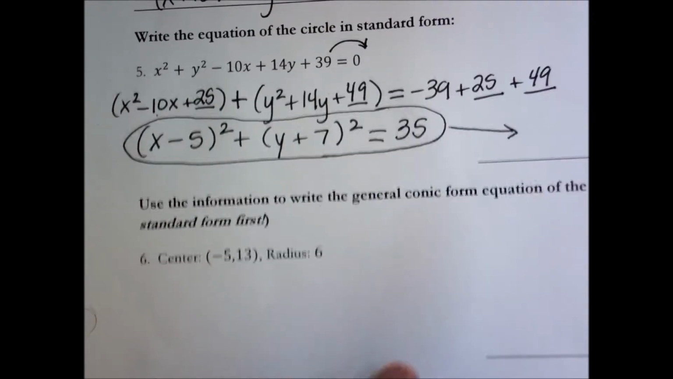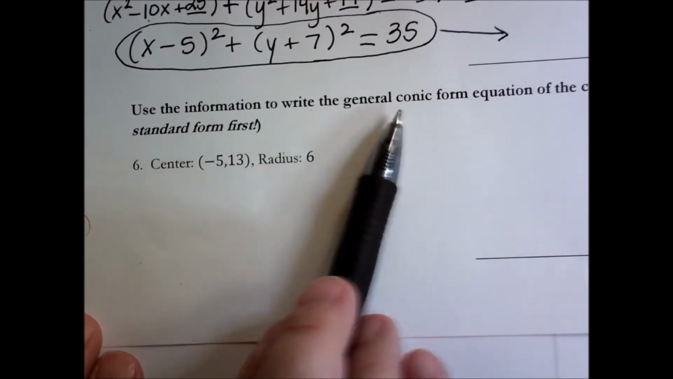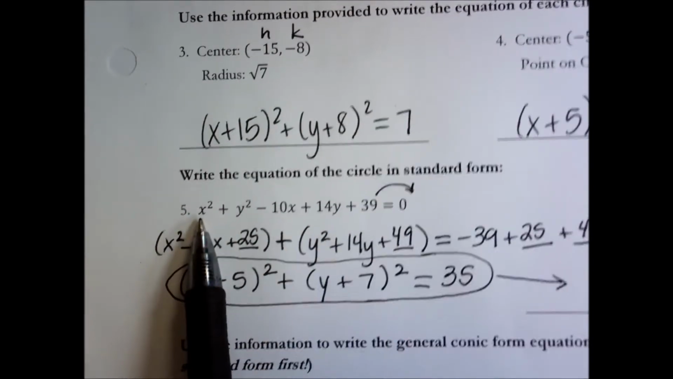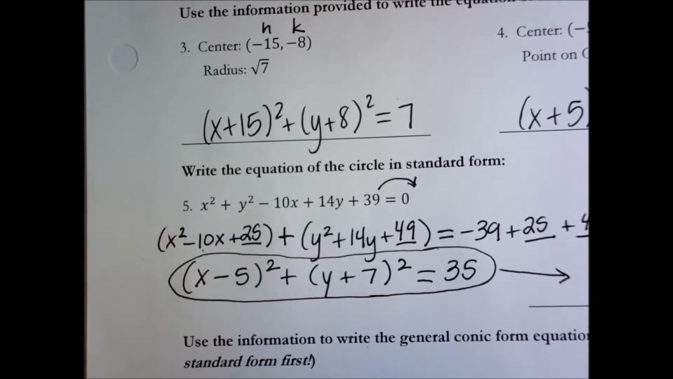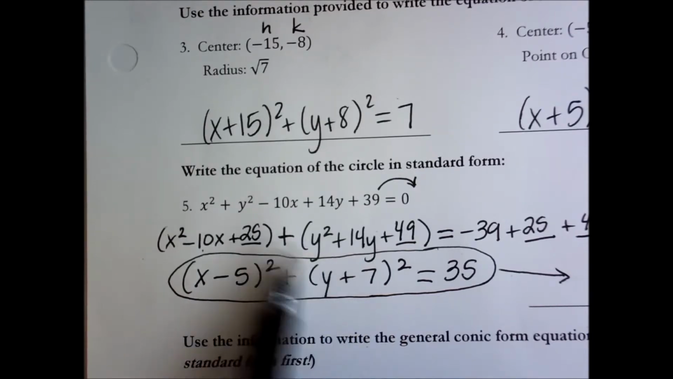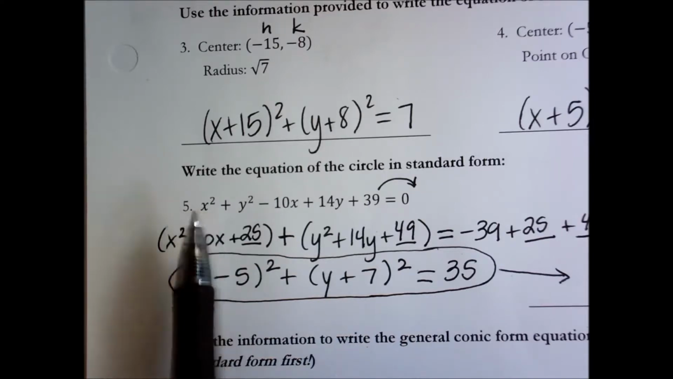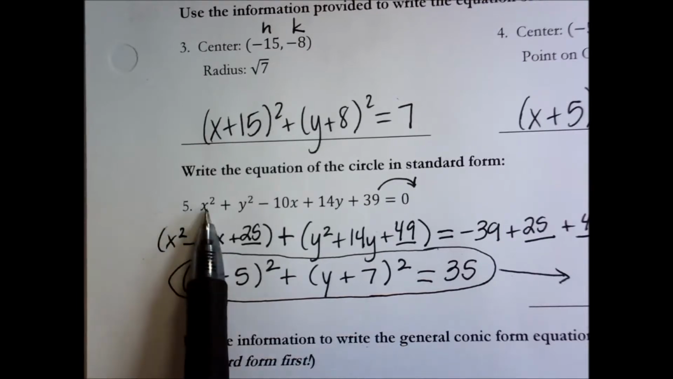All right, number 6: use the information to write the general conic form equation of the circle. Let me point out, general conic form is what you started with in number 5. In general conic form, you have your x squared and then your y squared. It's kind of like the standard form we usually write quadratics in, where you write the squared part first, then the not squared, and then the constant terms. Descending order of your exponents, or of your powers.